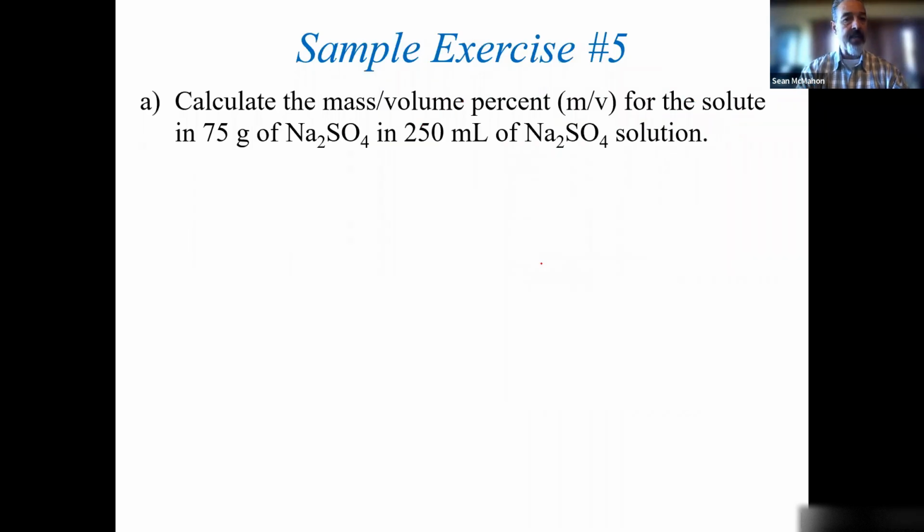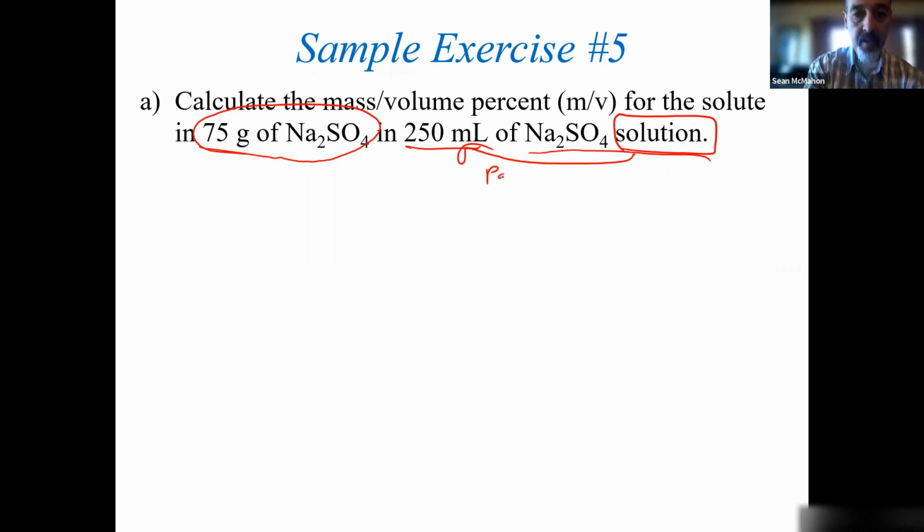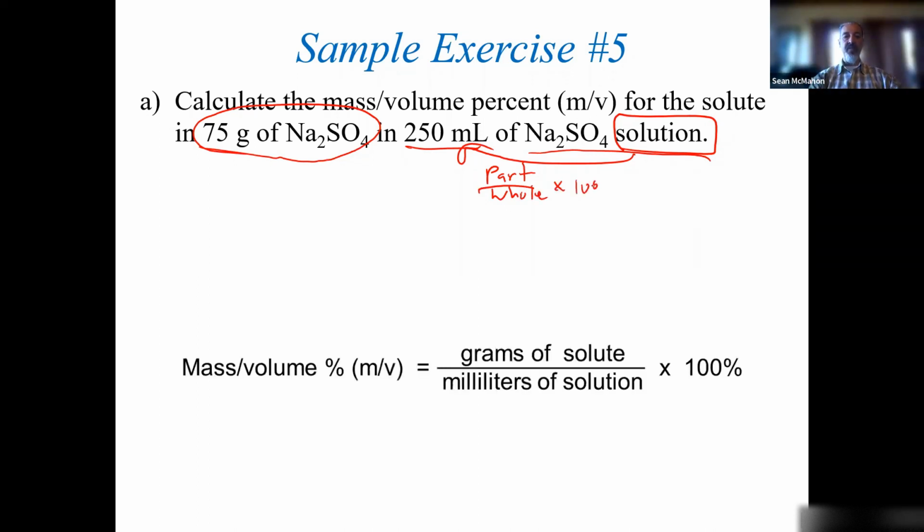So calculate the mass volume percent for the solute in 75 grams of sodium sulfate in 250 mL of a sodium sulfate solution. So this is my solute of 75 grams. My solution's total volume is 250 mL. So how do I get the mass to volume percent? Part over whole times 100. So put grams of solute over milliliters of solution times 100.